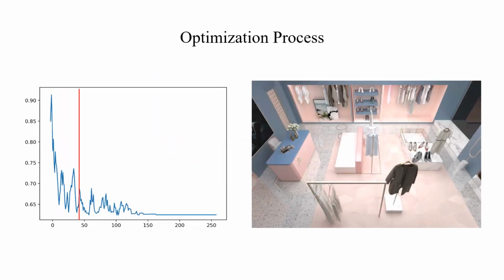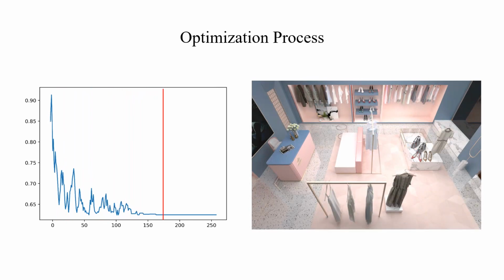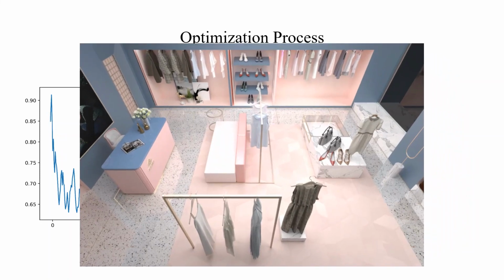Product placement optimization. The optimization process in this project uses a Markov chain Monte Carlo algorithm. Finally, we obtain a virtual store with our optimized product placement.